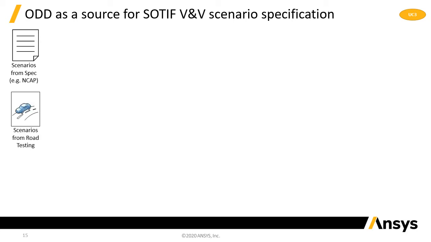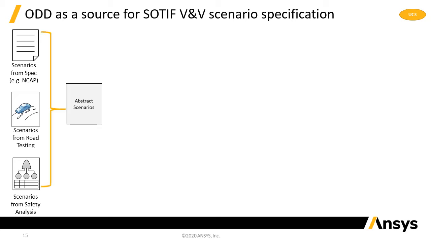Then, of course, we have a recording of scenarios that happened on the real road, or even scenarios where some bad behavior was observed on the real road that you want to replay over and over in different variations. And last but not least, you may have scenarios from safety analysis. For example, you did a causal analysis, what could lead to undesired braking, and you find a couple of triggering conditions and make scenarios from these. All of this can be captured in abstract scenarios.